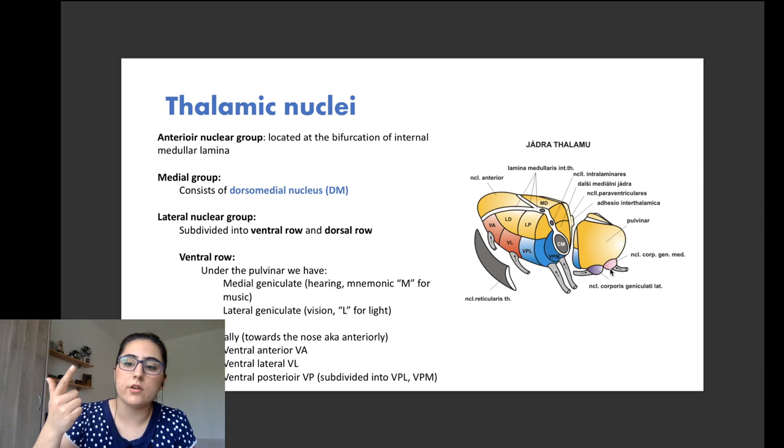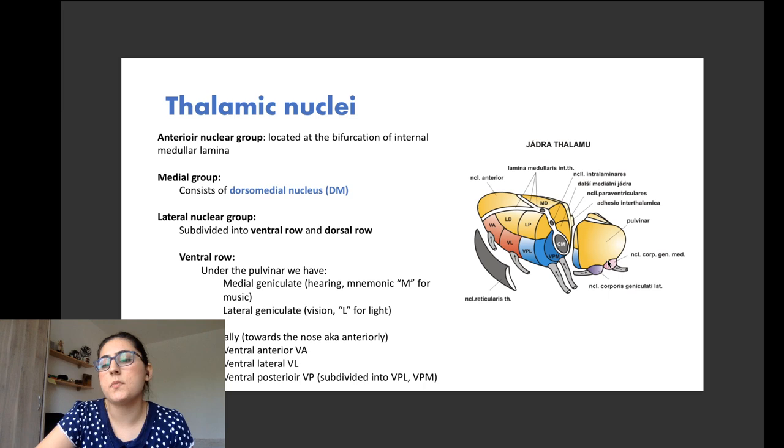All right, so we got the medial geniculate body. It's responsible for hearing. And the lateral geniculate body is responsible for light, vision. So the good mnemonic that you can use is M for medial, M for music, and L for lateral, L for light. You can use that mnemonic to remember the function of these nuclei.